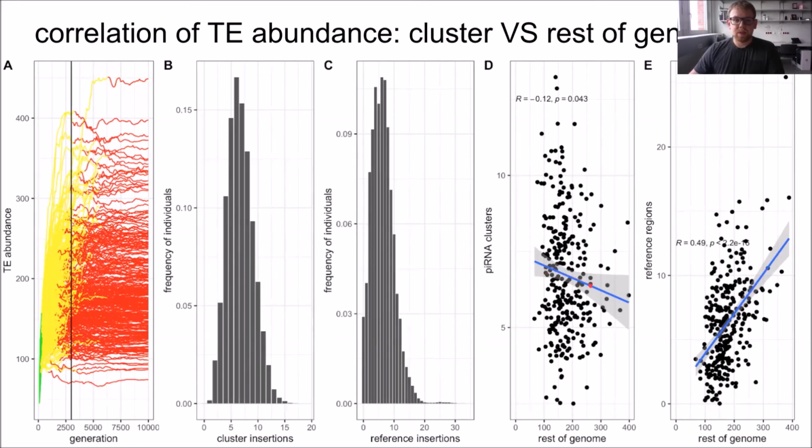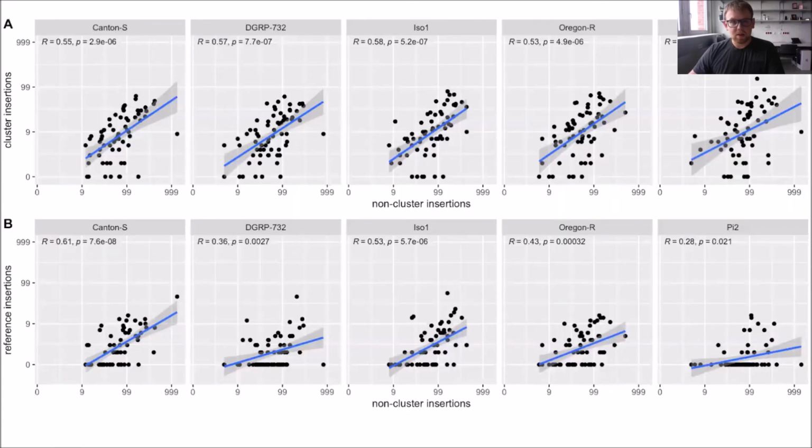And we tested this again in our lines. Here you can see at the top the cluster correlation, and at the bottom the correlation with reference regions. And actually both have positive correlations. So the cluster regions look very similar to some reference regions in the genome, and this was not expected under our trap model.